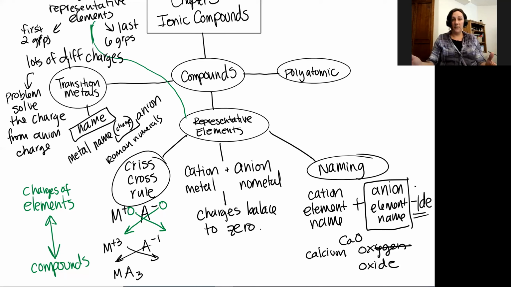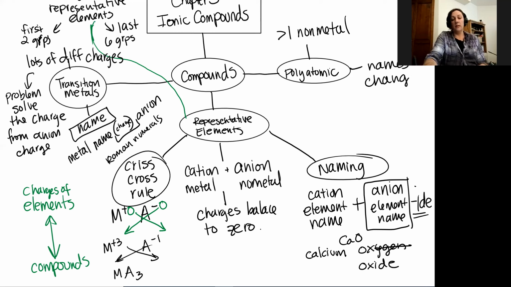Now let's focus on polyatomic ions. So these ones are tricky in that they are covalently bonded compounds that have an overall charge, and so they can participate in ionic bonds. And so it's more than one nonmetal that will make a polyatomic ion. You can get the names and the charges from the polyatomic ion chart. You do not need to memorize these.